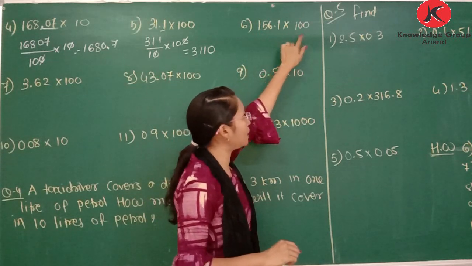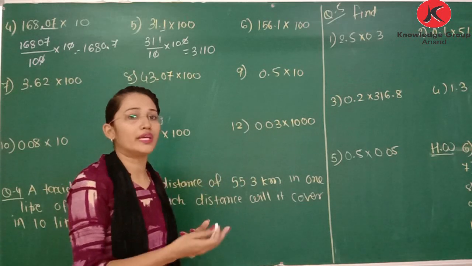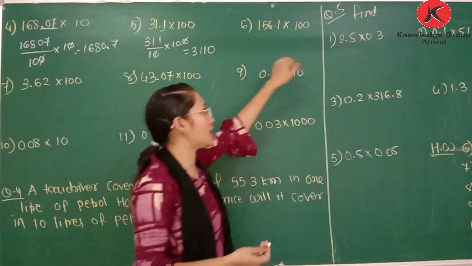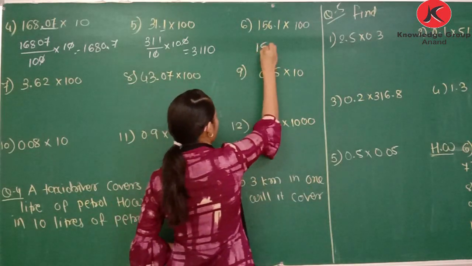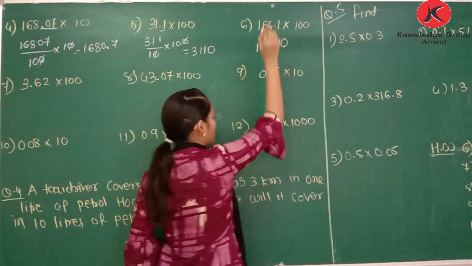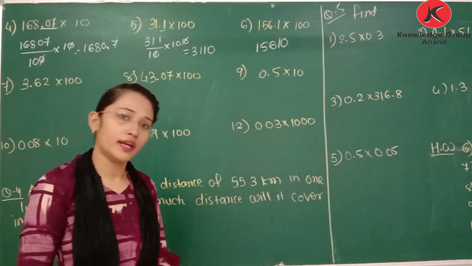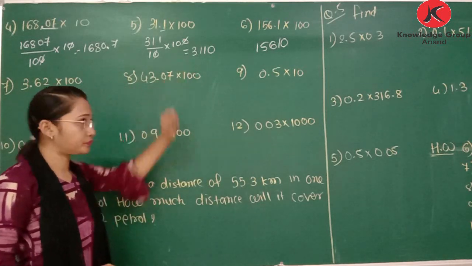Now 156.1 multiply 100. Again, with multiply 100, what do we do? Shift. How many digits? 2 digits. Why? Because there are 2 zeros in the multiplication. Means your answer will be 1561. Here then we shift one more place ahead. That's why it is 15,610. Clear? Otherwise you can perform this method.